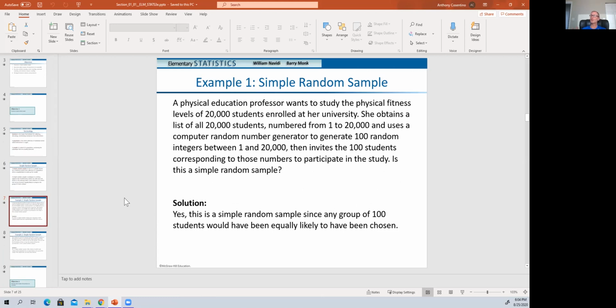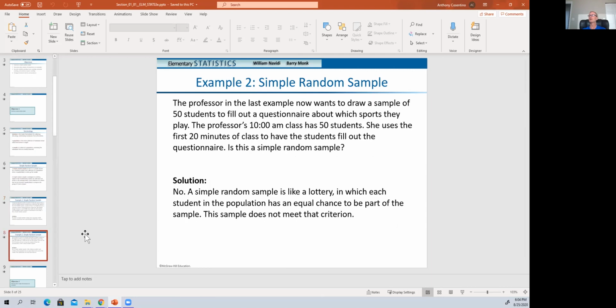And so here's another one where it's nice now that a computer can actually generate random numbers. And using these random numbers, you'd be able to pick certain items or certain people from a complete population. And so if you read this one about the physical education professor, you would see that this one would definitely give you a random sample, where this one here would not.